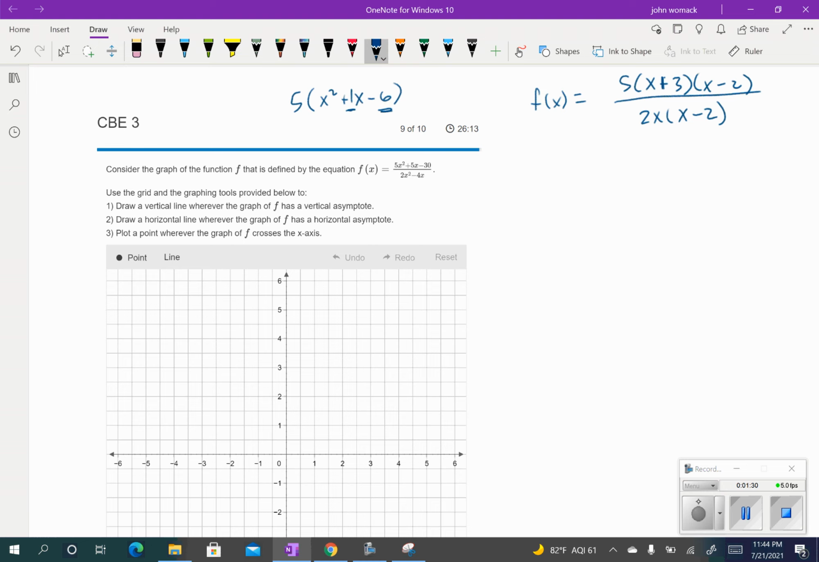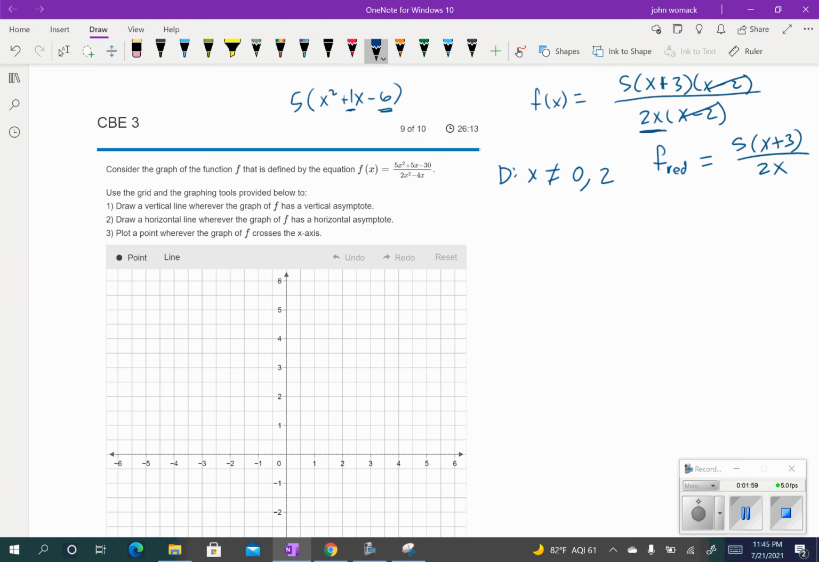But before we do that, the domain then is x cannot equal those two numbers. So that gives me a 0, right? If x is 0, I get 0 on the bottom. And if x is 2, I get 0 on the bottom. Now just decide if those are holes or not. So to do that, reduce that. Sometimes I like writing it this way. This is f reduced. Those reduce, so I have 5 times x plus 3 over 2x.